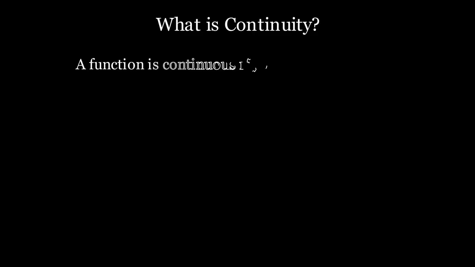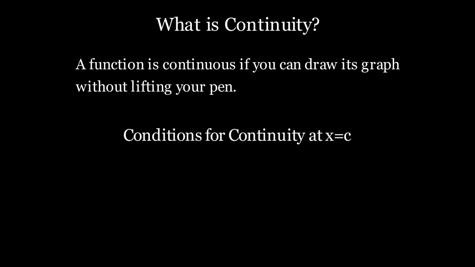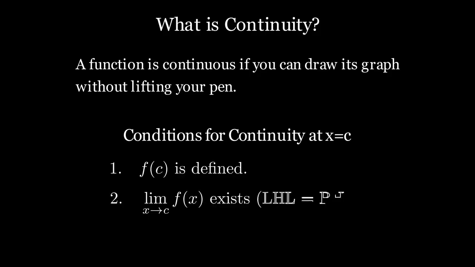Now, let's discuss continuity. A function is said to be continuous if you can draw its graph without lifting your pen from the paper, meaning there are no breaks, jumps, or holes. For a function f(x) to be continuous at a point x equals c, three mathematical conditions must be satisfied. The function must be defined at c. The limit of the function as x approaches c must exist. And finally, the value of the limit must be equal to the function's value at c.